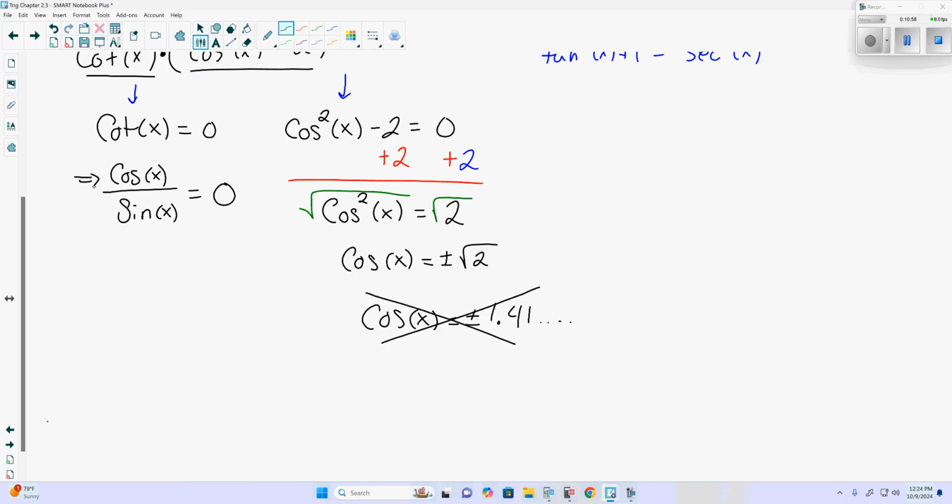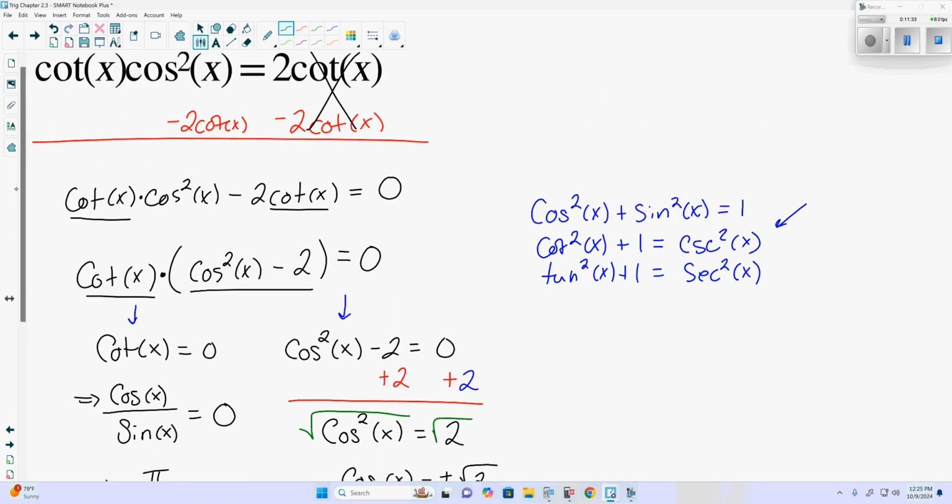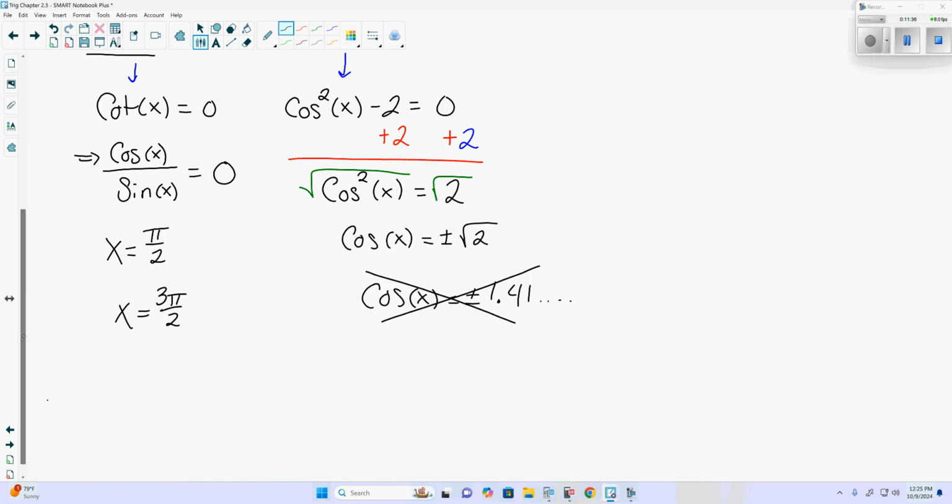So really, we just have to look at the unit circle and see what values of x will make cosine, our x value, be 0. And it's at one of our 4 quadrant angles, either 0, pi over 2, 3 pi over 2, or 2 pi. And I believe one of them is pi over 2. And the other is 3 pi over 2. And those are our 2 there.